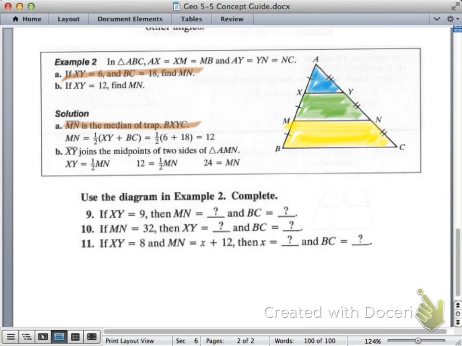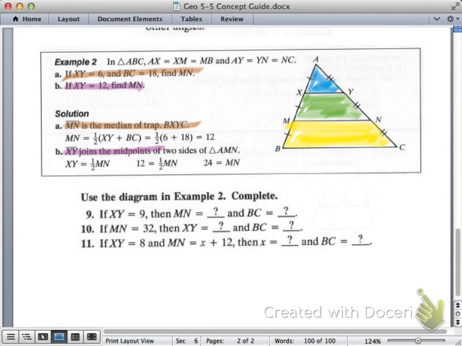Well, what is XY? XY is the top of the trapezoid. BC is the bottom of the trapezoid. XY and BC are bases. MN is the median. How do we find the median? Take the average of the two bases, which is what they do right here.